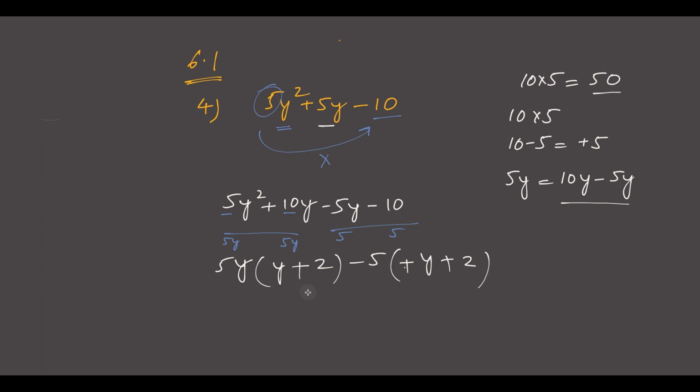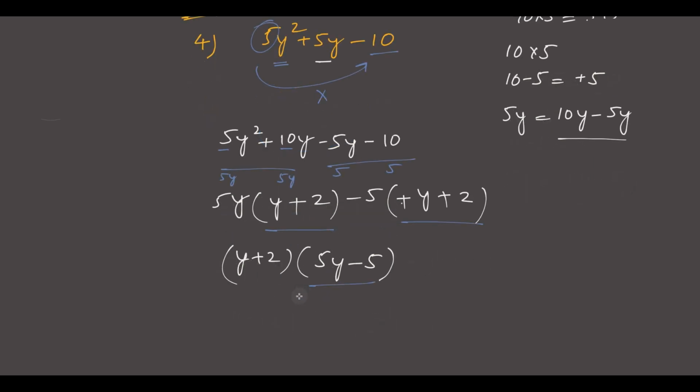Now what is common here? You can take y plus 2 common. So I'm going to write y plus 2 one time instead of two times. Now we have to take these two, 5y minus 5. Now can we solve this further? Here there is nothing common, but can you solve this further? Because I can still see 5 is common between these. So can we take the 5 out of this? Yes.